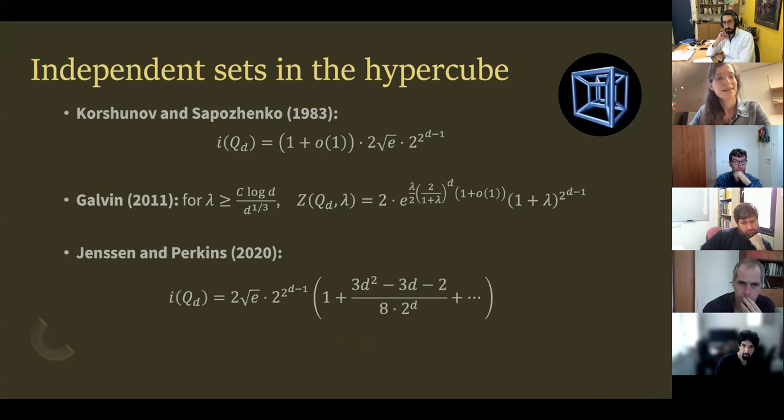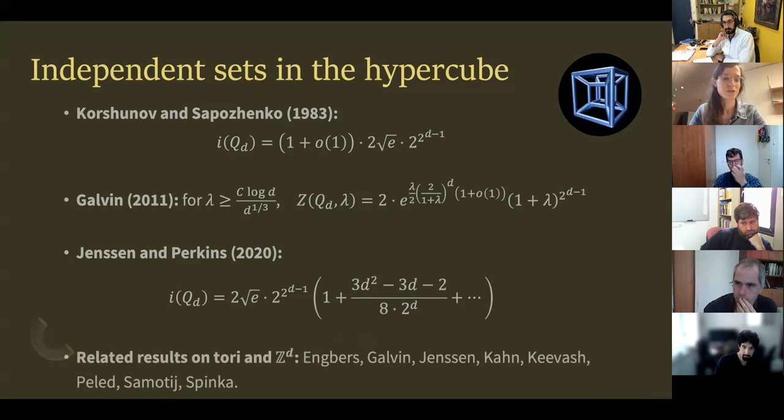So this little o of 1 term, they can give a lot of information about it. And perhaps I want to mention results that are not on the hypercube, but on a closely related graph, the torus and Z^d. There were recently several results given for these graphs by others. I just wanted to mention these because they are also related to this type of problems.